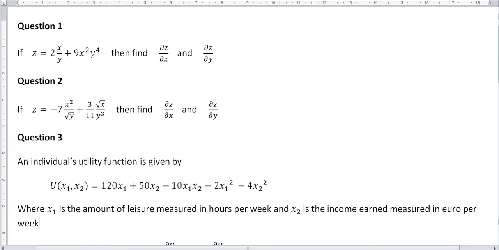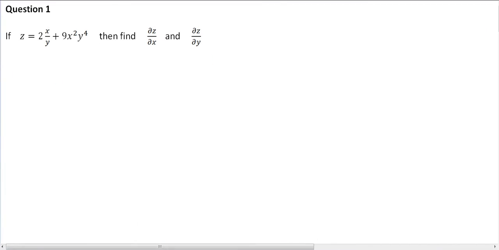Hello, in this video we're going to look through a few questions on partial differentiation and how we use partial differentiation when we want to analyse a utility function and a production function. We'll just look at the first question here. We have, if z equals 2x over y plus 9x squared by y up to the power of 4, then find these partial derivatives, del z del x and then del z del y.